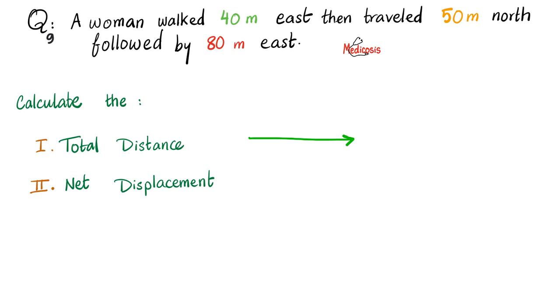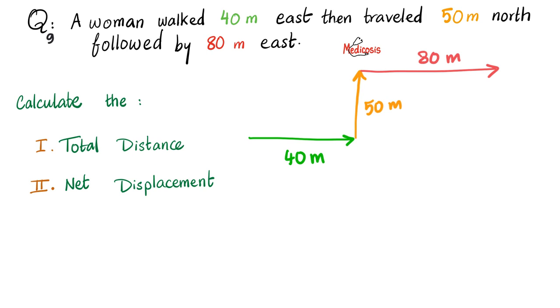So she walked 40 meters east. And then after this, 50 meters north. After this, she traveled 80 meters east. That's a good woman right there, because God loves those who walk in zigzag lines. I don't know what I'm saying. 40 meters, then 50 meters, then 80 meters.